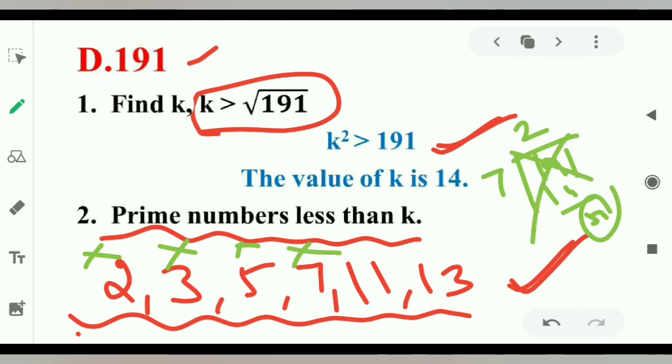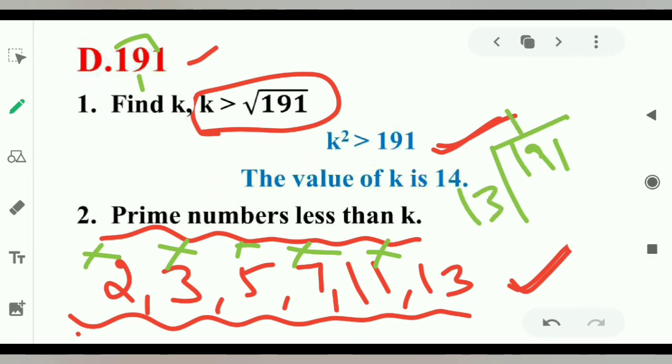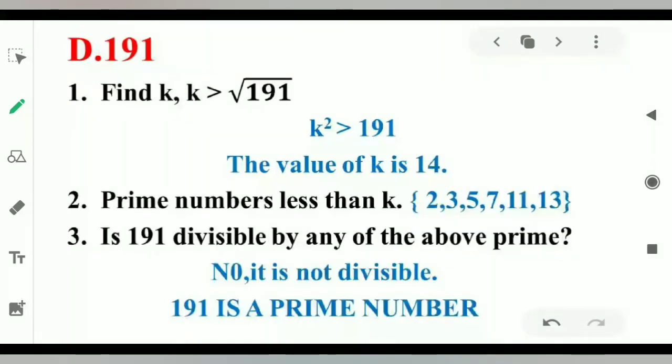So 191 is also not a multiple of 7. Next, 11. 1 plus 1 is 2, and the middle digit is 9. The difference between 2 and 9 is 7, which is not a multiple of 11. So 191 is not a multiple of 11. Let's check with 13, whether it is divisible by 13. 1 times 13, 61. It is not a multiple of 13. So it is also not divisible by 13. So 191 is a prime number.